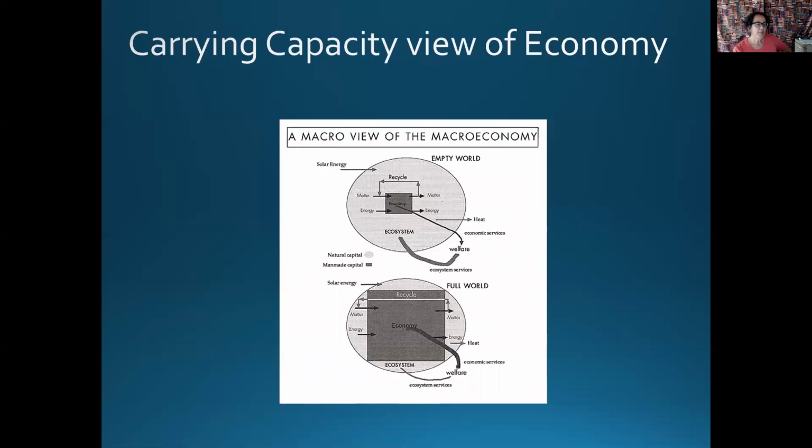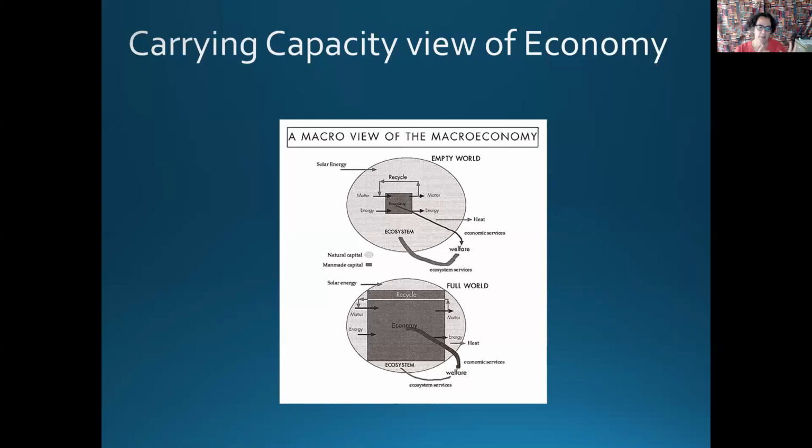Now this image is one of my favorite images. It's from Herman Daly, back in the 80s. His macro view of the macro economy. So think about the human economy in its pot, which is the world. We have a world with the sun shining on it and clouds and nutrients and the general ecological natural processes, as well as all the insects and species and animals that are reliant on those same fundamental energy sources.